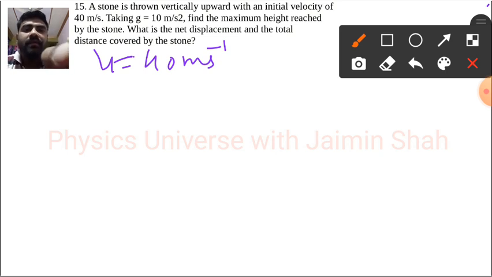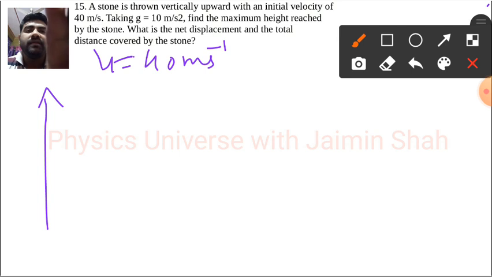So we are throwing that stone in the upward direction. So we have u, and at maximum height we know that the final velocity is 0. Now here we don't have the height and the time.